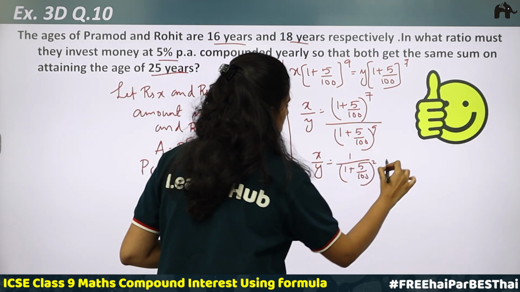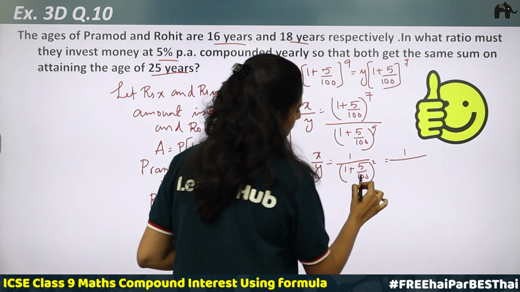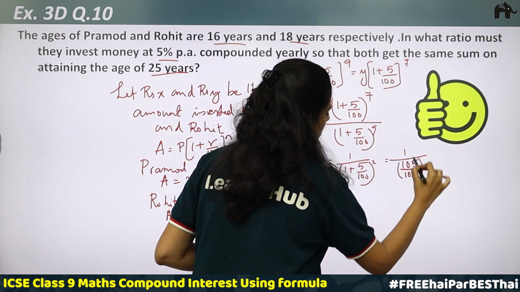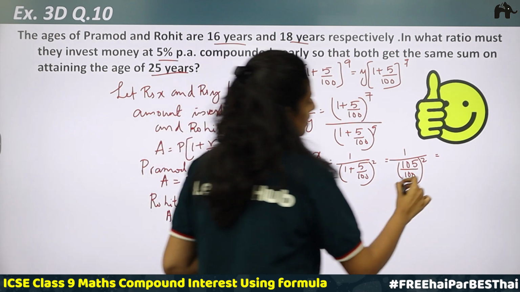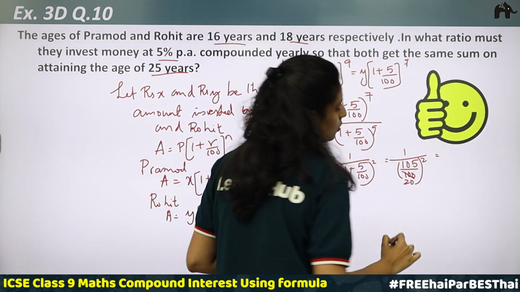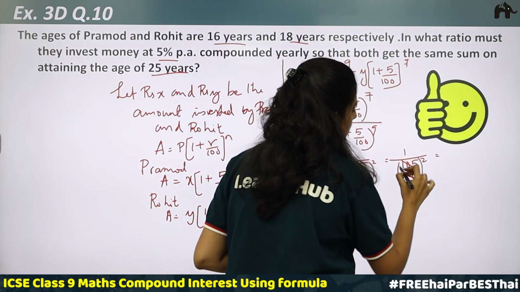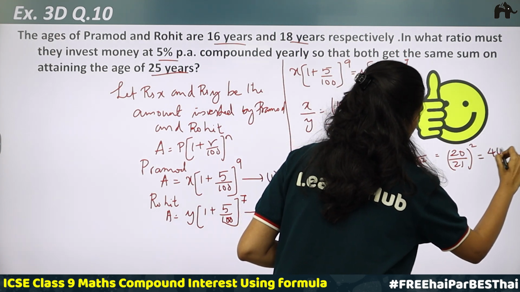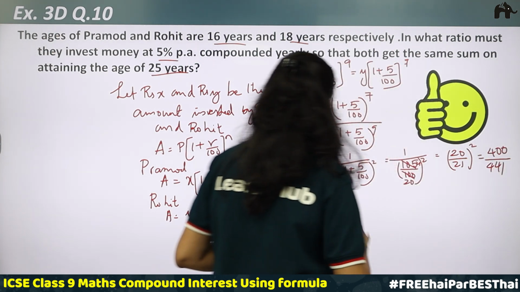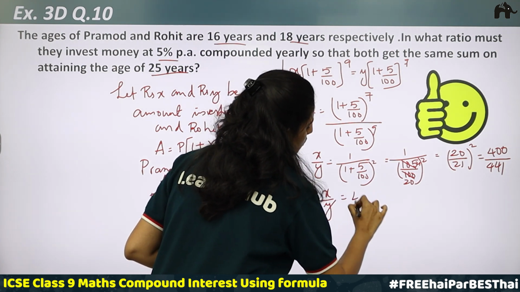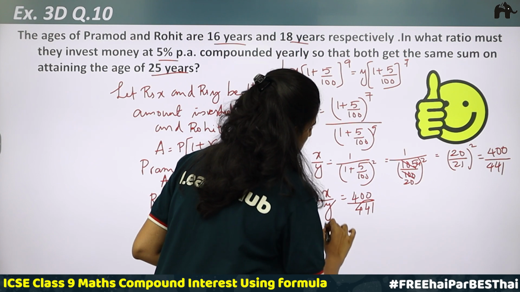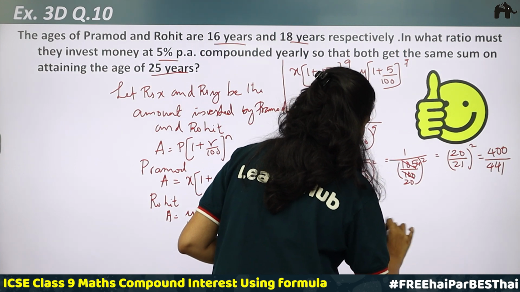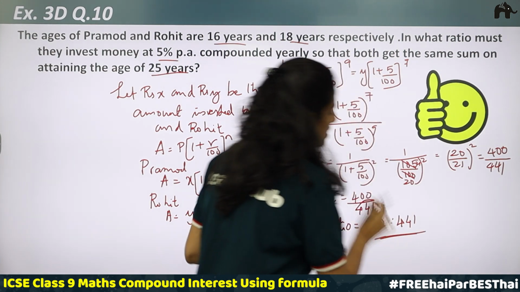Now this is equal to 1 divided by (100 plus 5, which is 105, divided by 100) whole square. 100 is 5 into 20 and 105 is 5 into 21. Therefore, we get (20 by 21) whole square, which is equal to 400 divided by 441. That is, X by Y is equal to 400 by 441, which means the required ratio of the amount that is invested will be equal to 400 is to 441. So, this is the required ratio.